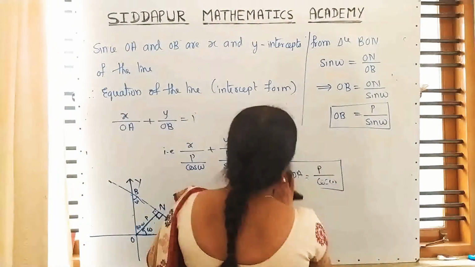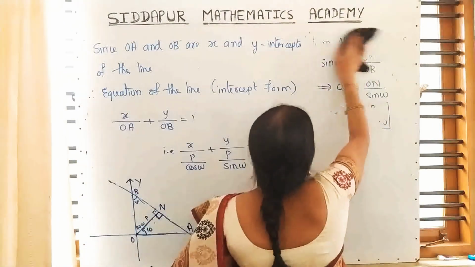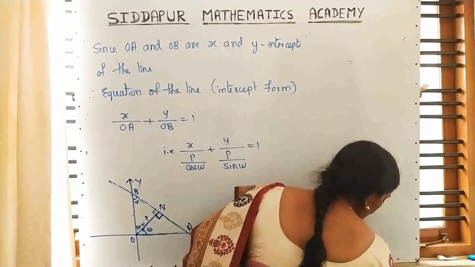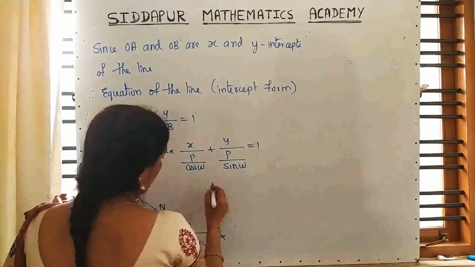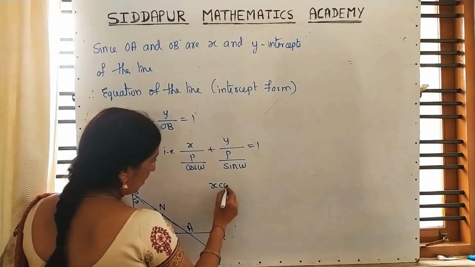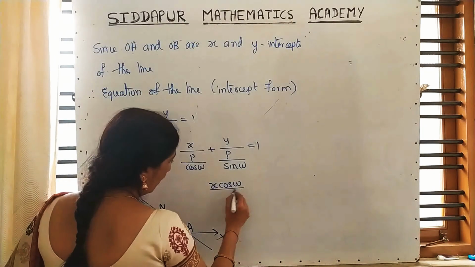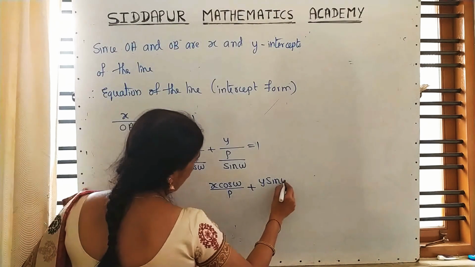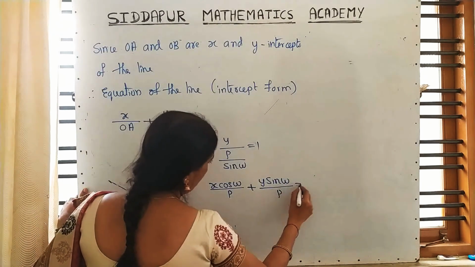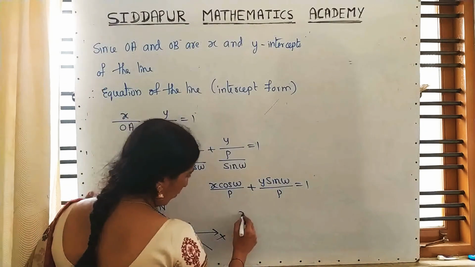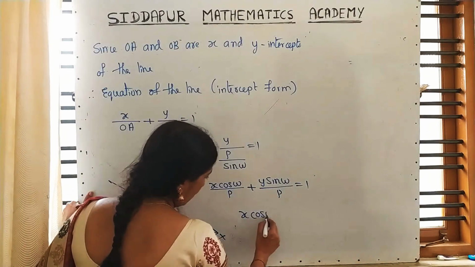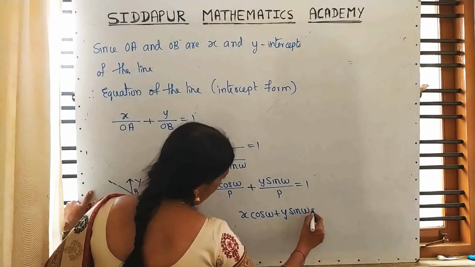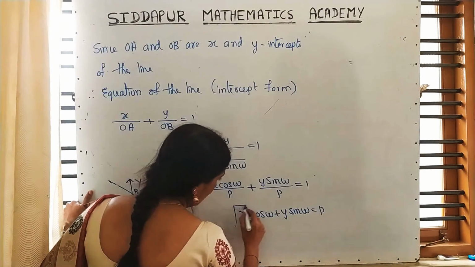Now the fraction is present in the denominator. If the fraction is present in the denominator, then how do you write it? It will be written as x into cos omega upon p plus y into sin omega upon p is equal to 1. Take the LCM and cross multiply. x into cos omega plus y into sin omega is equal to p.